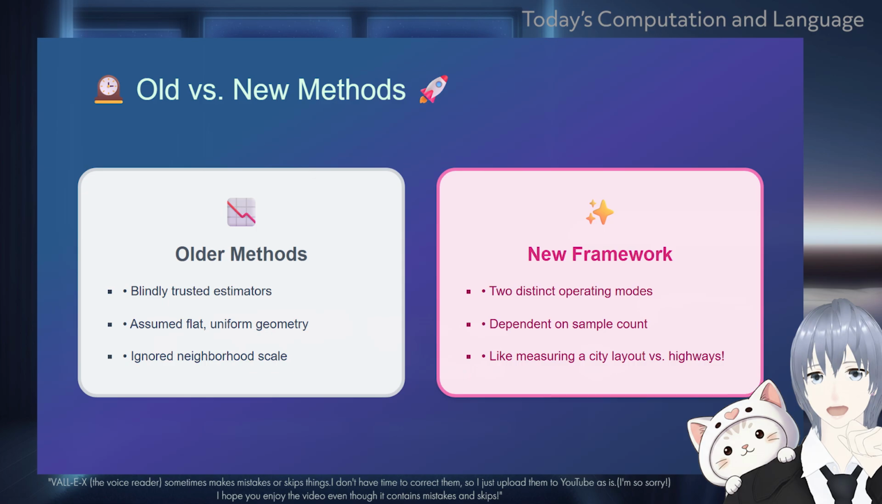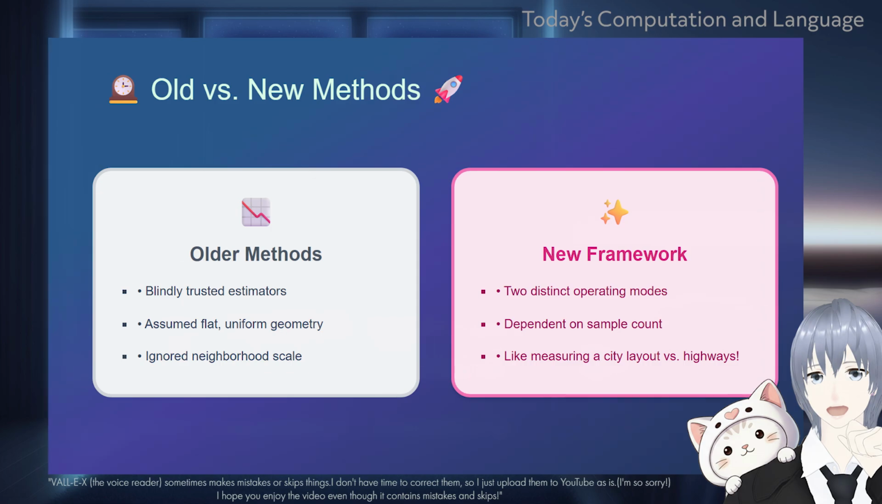Older methods assumed a flat, uniform interpretation of geometric space. But this paper shows that the internal manifold structures of language models are highly dependent on the neighborhood scale and sample count. It is like trying to measure the complexity of a city, where older methods could not tell if they were measuring the layout of a single neighborhood or the highway system connecting all the neighborhoods together.